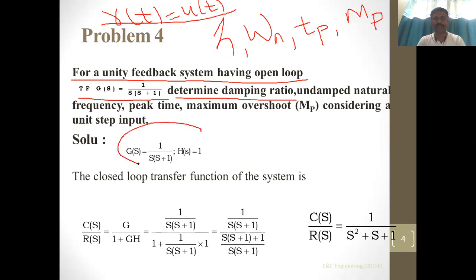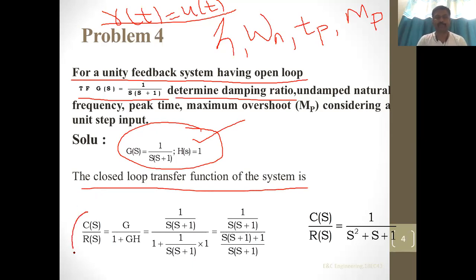Open loop transfer function is given. G of s is equal to 1 divided by s into s plus 1, and H of s is equal to 1. What is H of s is equal to 1? That is a unity feedback control system. Now, let me evaluate the closed loop transfer function. How about the expression for closed loop transfer function?